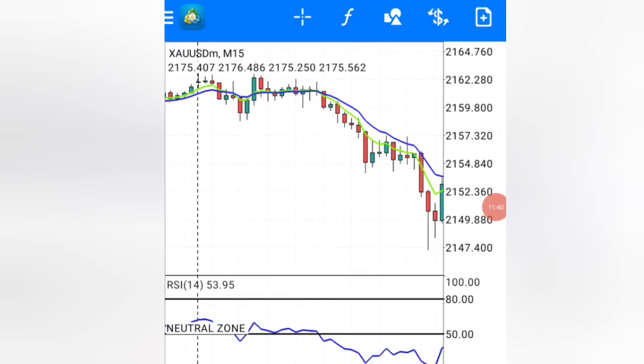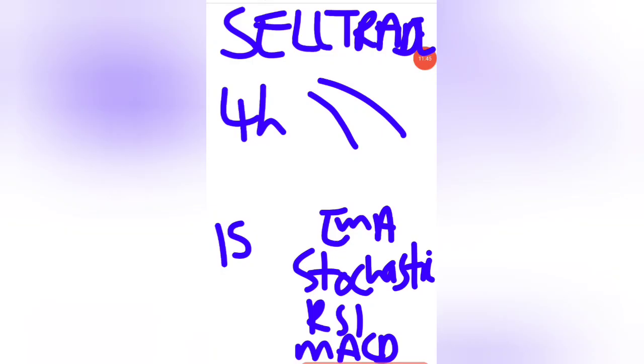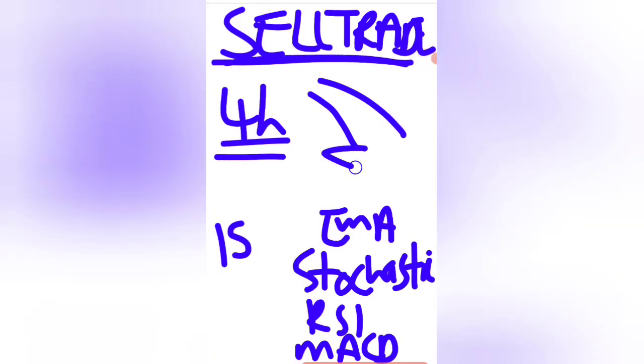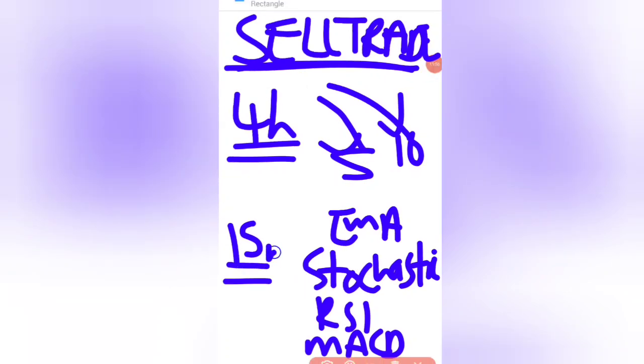Then for you to make big profits in a sell trade, you must also have on the 4-hour time frame the 5 moving average below the 10 moving average, nicely pointing down like this, which means when you go to the 15-minute time frame, you are only looking to enter sell trades and use what I've just shared with you about the moving average, stochastic oscillator, RSI, and the MACD.